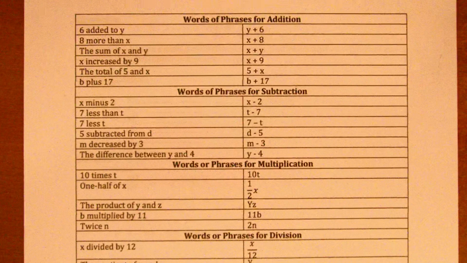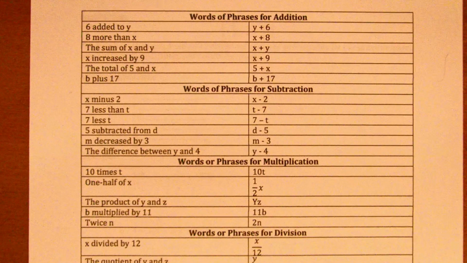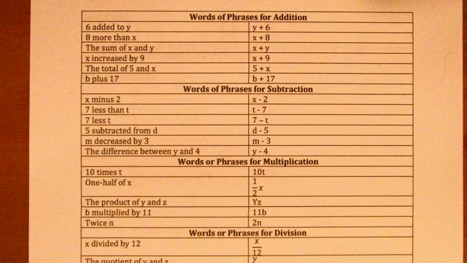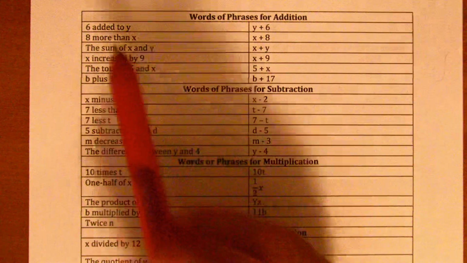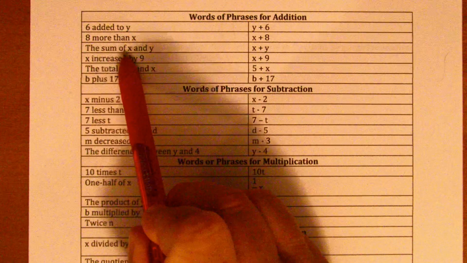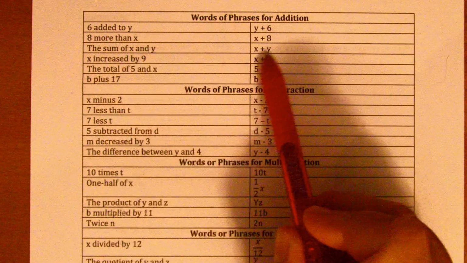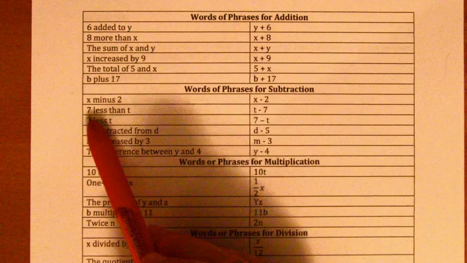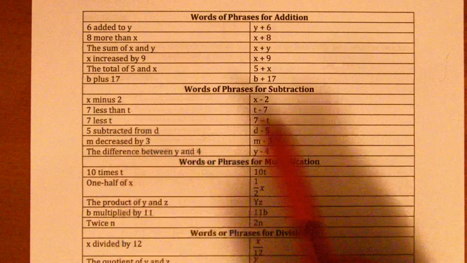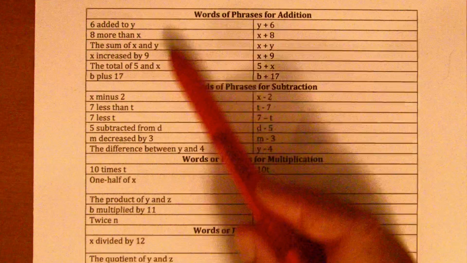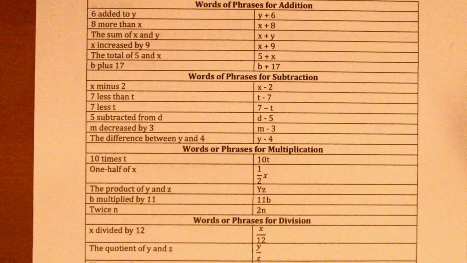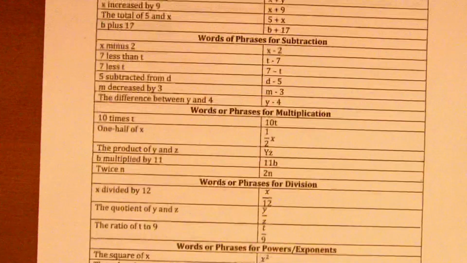Now, this next page will be helpful in translating phrases. Sometimes you'll hear a problem written out in words and you need to turn it into an equation with symbols. For example, if it says the sum of x and y, what that means is x plus y. Or if it says 7 less than t, then that would be t minus 7. So this is, again, a good resource for you to come back to when needed.